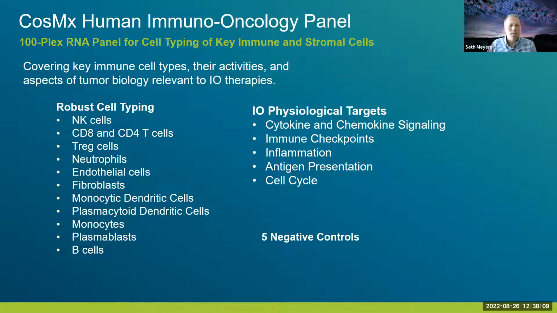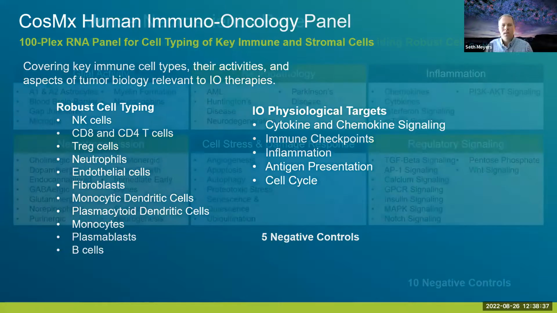So all these different cell types are automatically included, from fibroblasts to B cells, and also the IO physiological traits as well. So looking at cytokine and chemokine signaling, which, again, is the strength of the platform, looking at these short transcripts in length, and also getting into cell cycling as well. All of our assays also include negative controls as a means of QC and understanding the success of those studies.